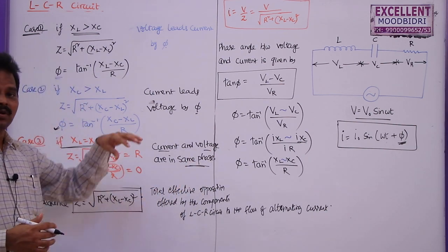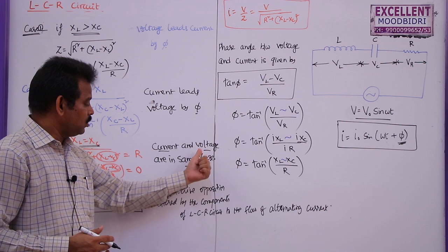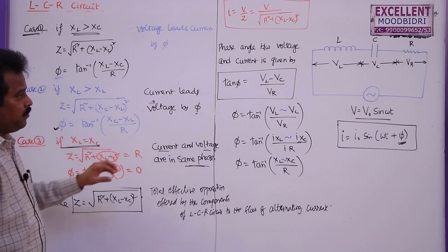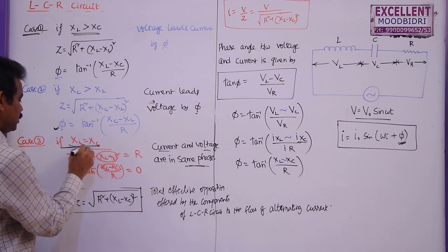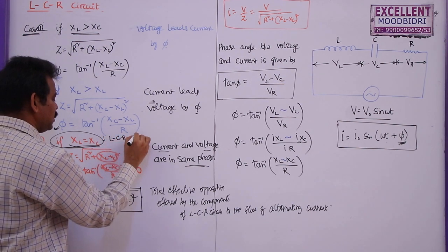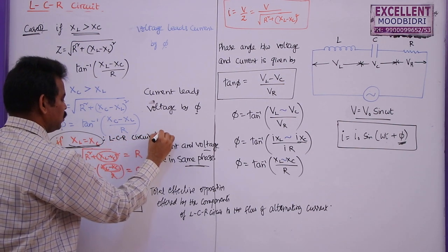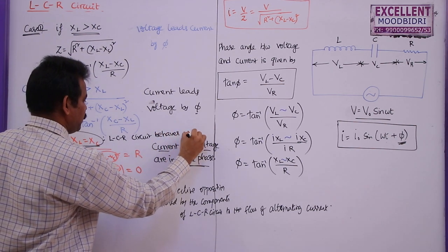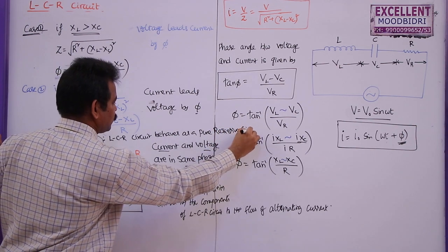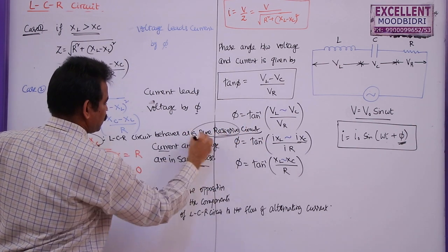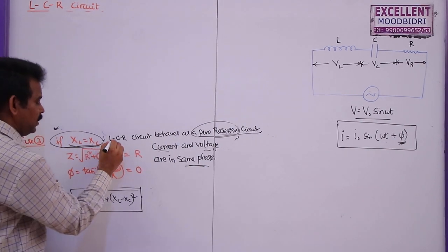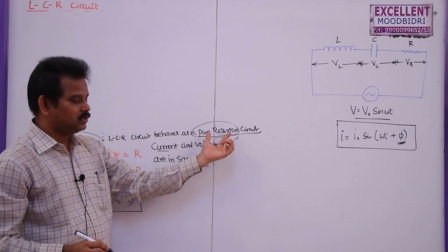But we know that in a pure resistive circuit also, both current and voltage are in same phase. So this LCR circuit behaves as a pure resistive circuit if XL is equal to XC. If XL is equal to XC, LCR circuit behaves as a pure resistive circuit.